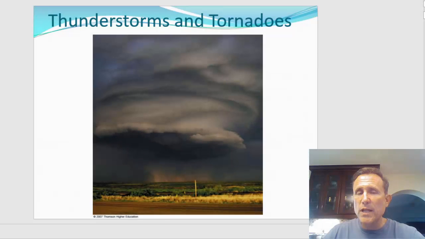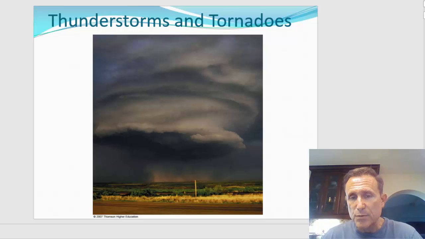Alright, welcome to Lecture 10 from Introduction to Meteorology on thunderstorms and severe weather. The picture here from the book shows a very typical supercell thunderstorm, very likely producing damaging winds, small hail, possibly even large hail, or maybe even a tornado. Very typical, what we refer to as a low precipitation supercell thunderstorm.